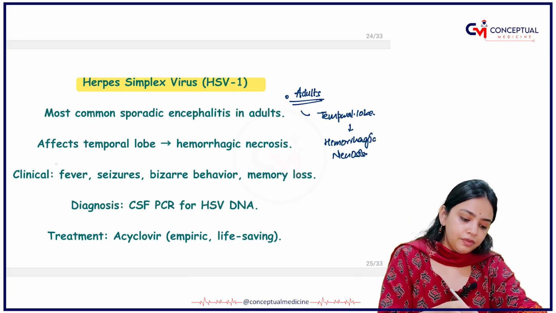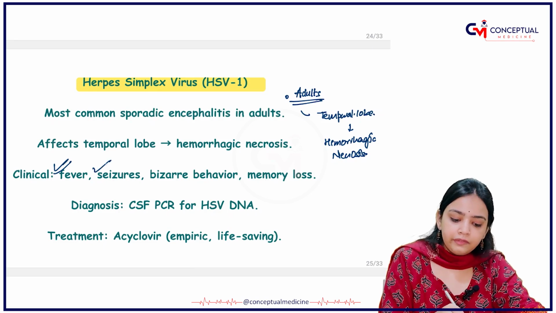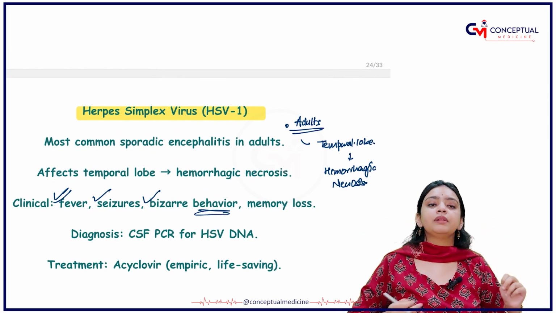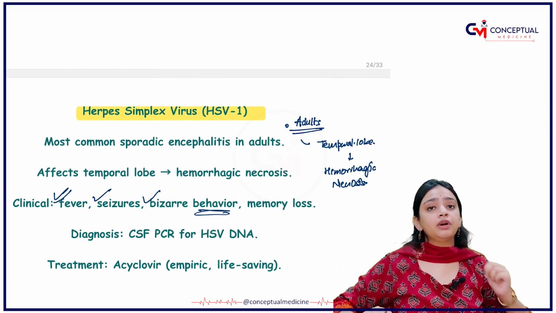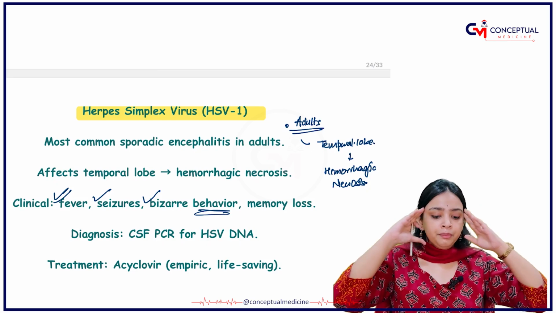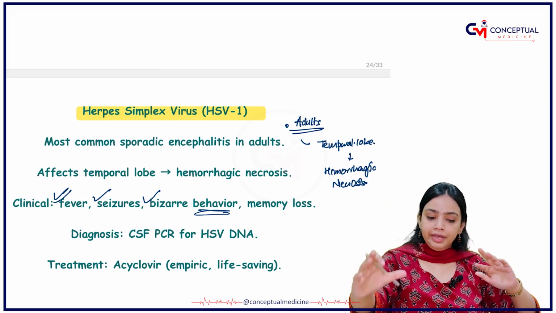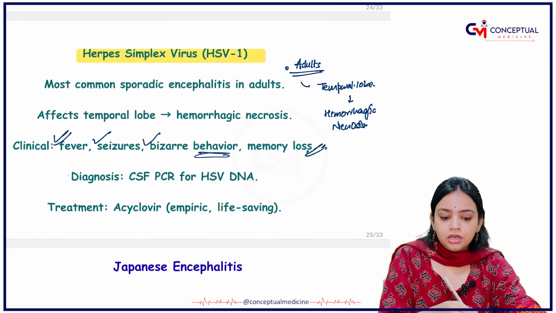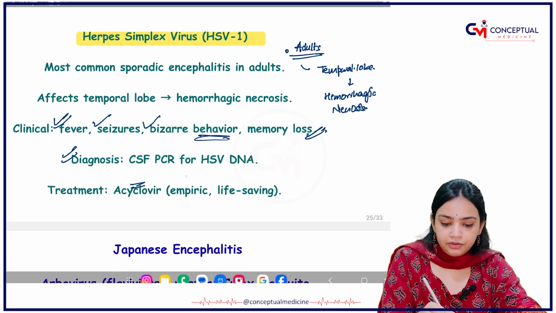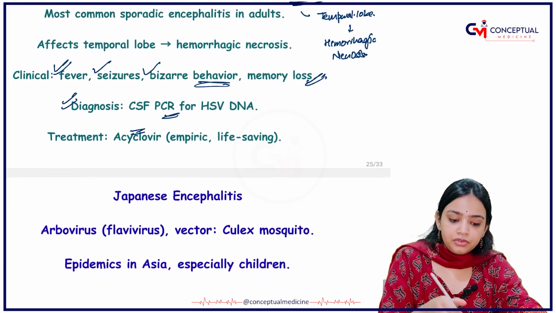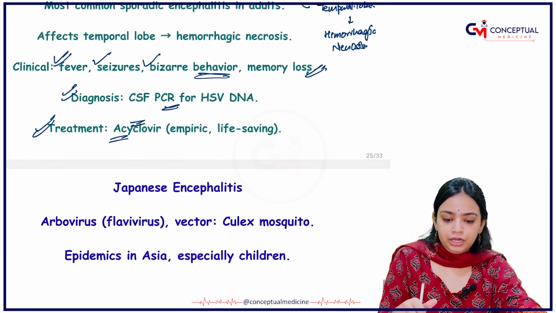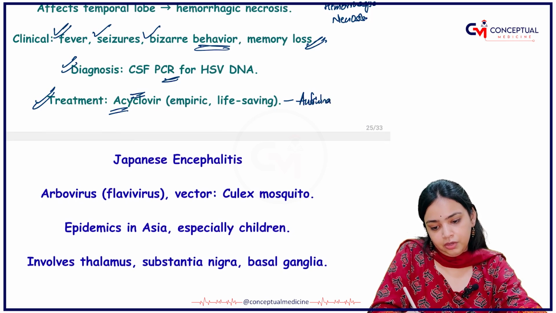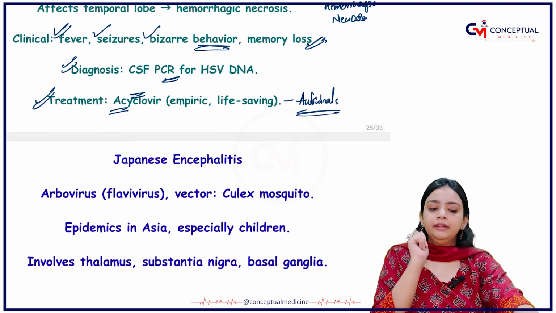What clinical features will you be able to appreciate? There will be fever, seizures and bizarre behavior. Bizarre behavior means the person will one time be very happy and another time very aggressive. You will not be able to identify the behavior of that person. There will be memory loss. Diagnosis will be based on the CSF findings and the PCR. For the treatment, you give acyclovir, that is nothing but your antiviral, that you will read in your pharmacology.